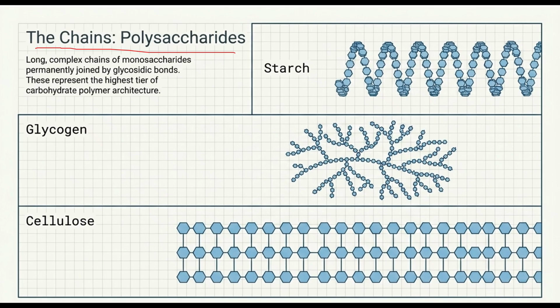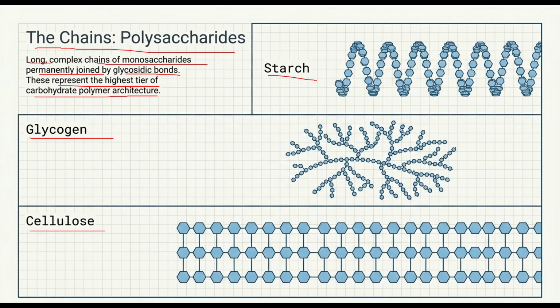So polysaccharides are the long chains of monosaccharides linked by glycosidic bonds, right? So long complex chains of monosaccharides permanently joined by glycosidic bonds. These represent the highest tier of carbohydrate polymer architecture. So this is how starch will look. Okay. And this is the structure of glycogen. And this is how cellulose is structured. So they are complex carbohydrates used for energy storage and structural support.